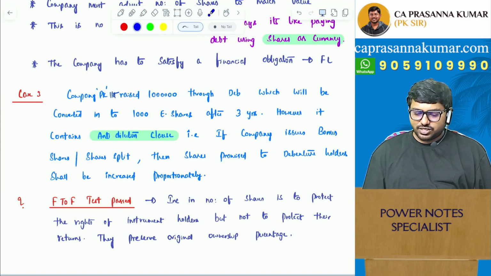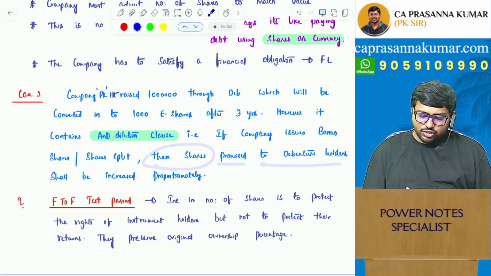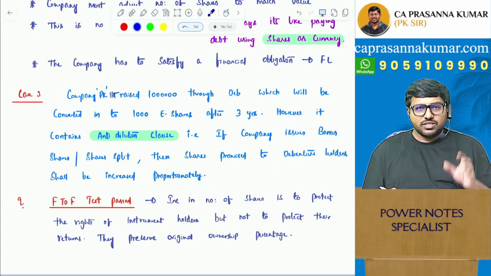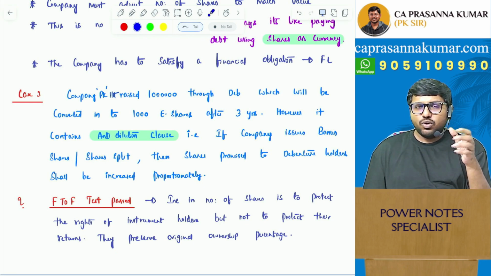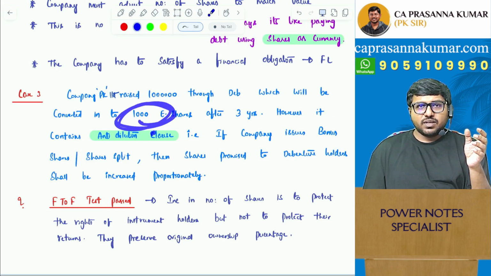In essence, if the company issues bonus shares or share split in future, in these 3 years, to their existing shareholders, then shares promised to the debenture holders should be increased proportionately. Because if you go for bonus or share split, whatever shares you have promised here, its value likely goes down, isn't it? You understand what I'm trying to say?